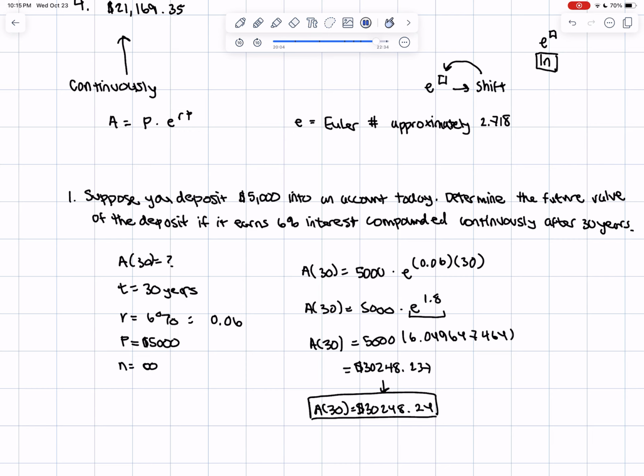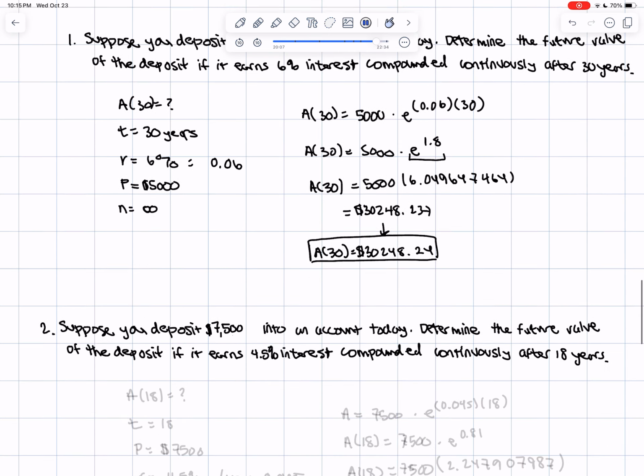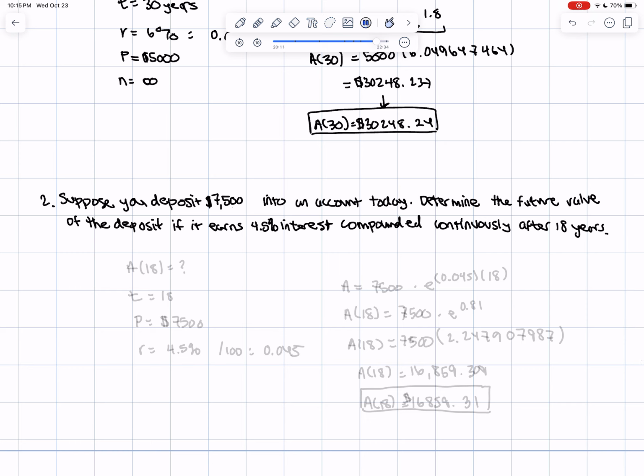Okay, so let's do one more. Here's another one. Let's label our pieces. A, we're trying to find A of what? T is 18 years, so we're trying to find A of 18. Our initial deposit is $7,500, and our interest is 4.5%. Divided by 100, that gives us 0.045. Now we just put it into our formula.